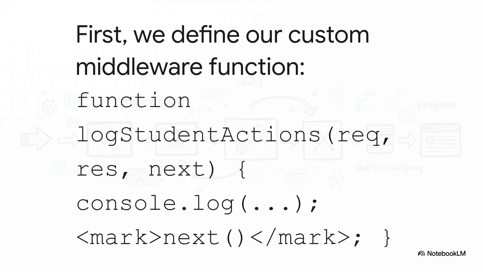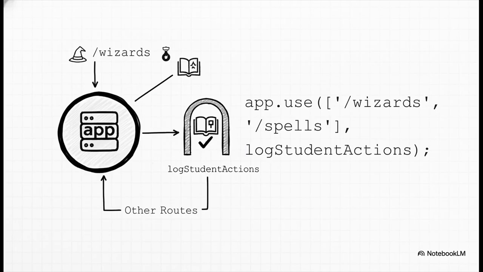And you know what? The middleware function itself is ridiculously simple. We just define a function, logStudentActions. It takes our classic req, res, and next arguments. It does its one job, in this case, just a simple console.log. And then, and this is the crucial part, it calls next() to let the request continue on its merry way.